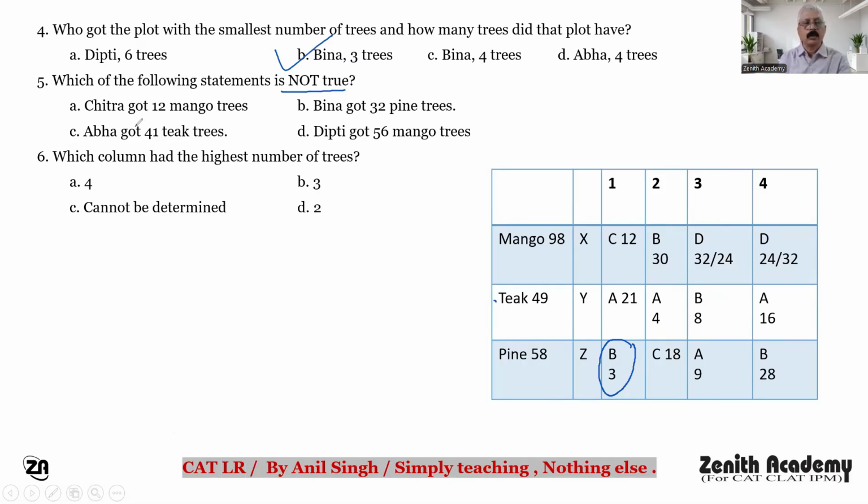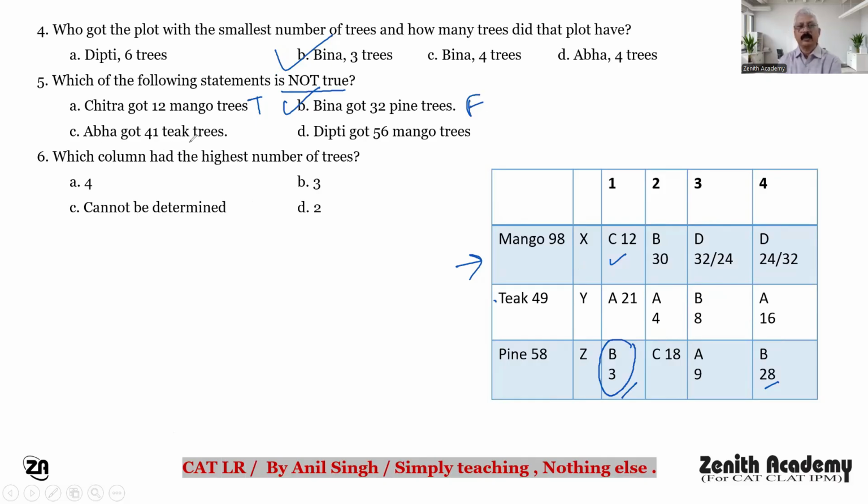Which of the following statements is not true? Not true. Chitra got 12 mango trees. Mango, Chitra. Yes, it is true. Bina got 32 pine trees. Bina, and Bina, 28 pine trees, 3 pine trees. So this is the answer because it is not true. It is false information. The rest you can check just to see the validity of our table.